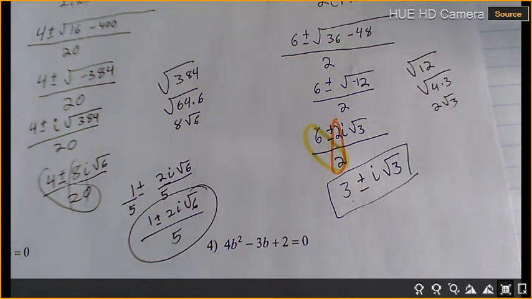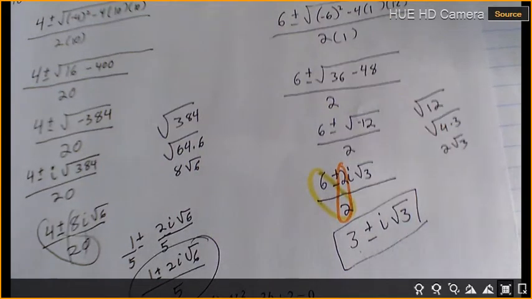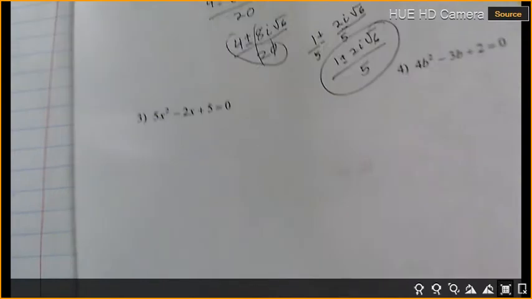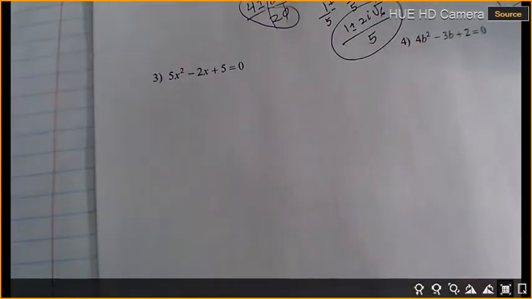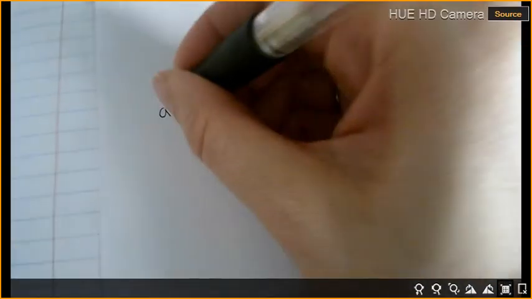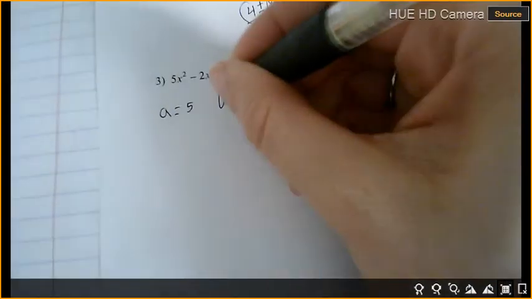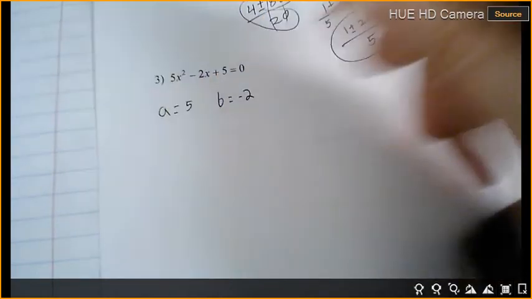Okay. Let's just do a couple more and then you'll just have the back for homework. Okay? So on the back there's just 6. So let's try to get these 4 done in class. All right, what is A? What is B? And what is C?